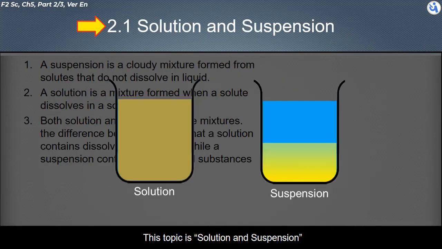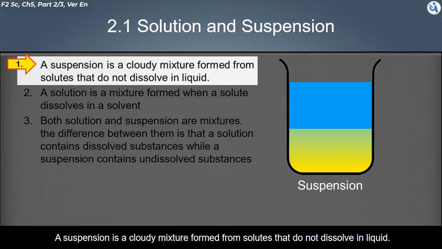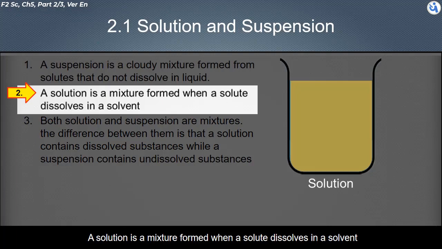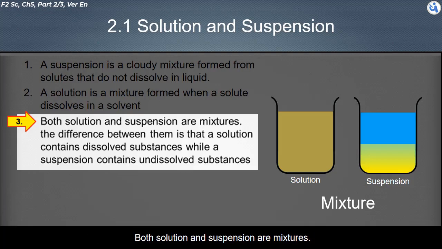This topic is solution and suspension. A suspension is a cloudy mixture formed from solutes that do not dissolve in liquid. A solution is a mixture formed when a solute dissolves in a solvent. Both solution and suspension are mixtures. The difference between them is, a solution contains dissolved substances, while a suspension contains undissolved substances.